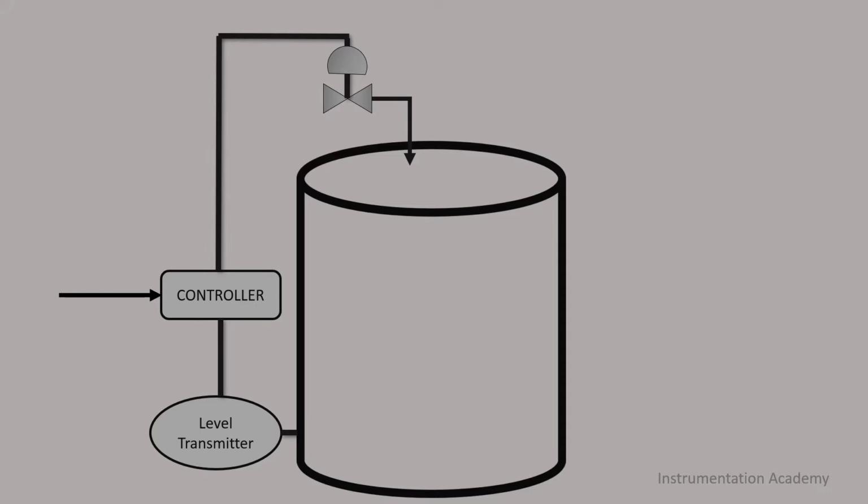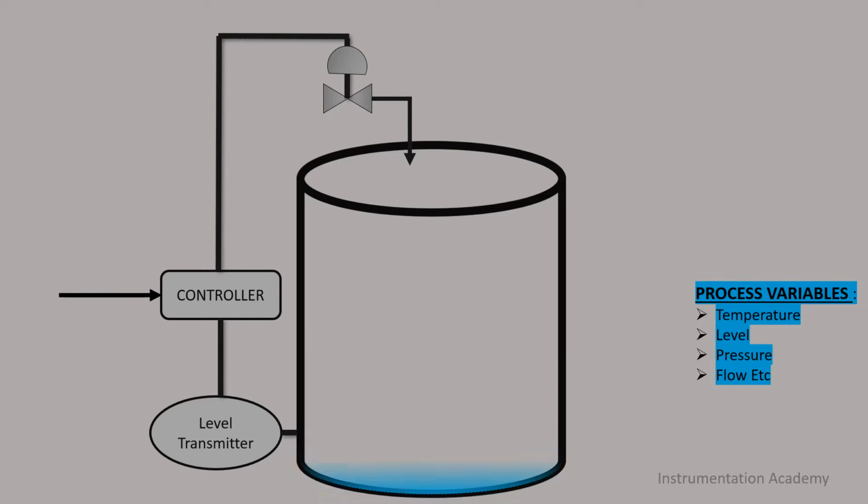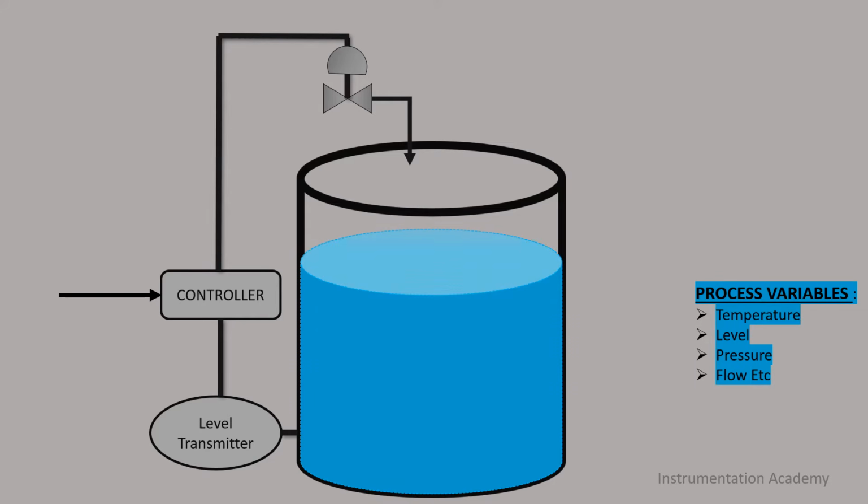Now let us learn some terms related to instrumentation. Process variable or control variable. The measured value which needs to be controlled or monitored is known as process variable. Instrumentation deals with measuring and controlling of various process variables like pressure, temperature, flow, level, etc. In this figure, the process variable is level. Set point. The desired value of process variable is known as set point.